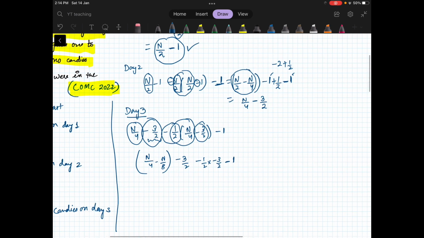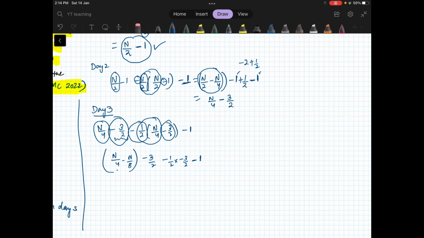So on day 3, if you compute it, you'll get n by 8, and this is minus 3 by 2 plus 3 by 4 minus 1. So you have n by 8 minus, if you do this, you'll get minus 3 by 4 minus 1, equal to 0. So you get n by 8 minus 7 by 4 equals 0.